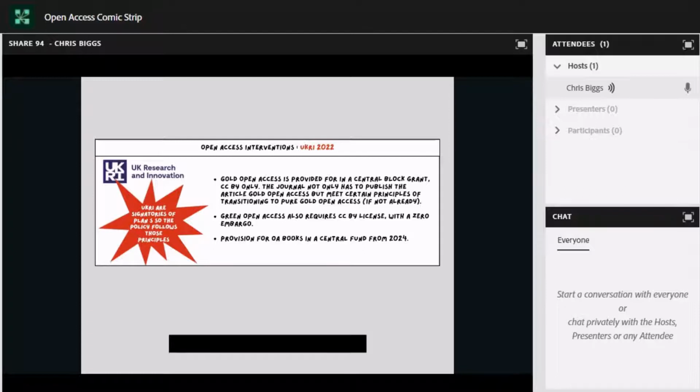Well, that's the end of this little comic strip, but it's not the end of open access publishing. There are still some twists in the road to come. And now I'll pass over to Yvette for the second part of the training.